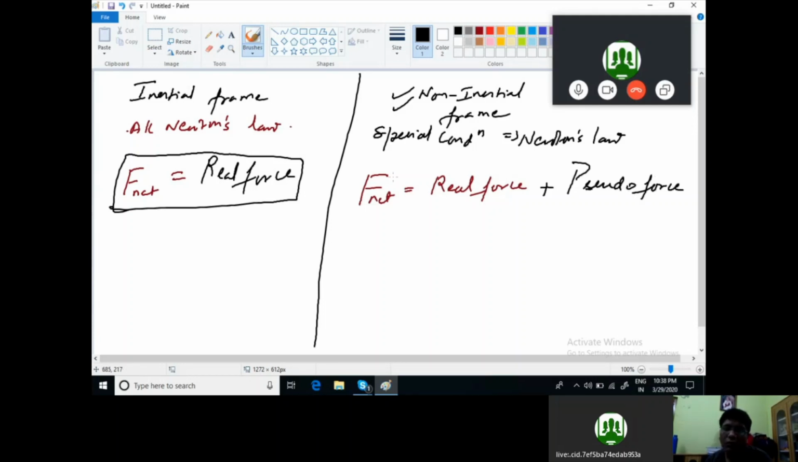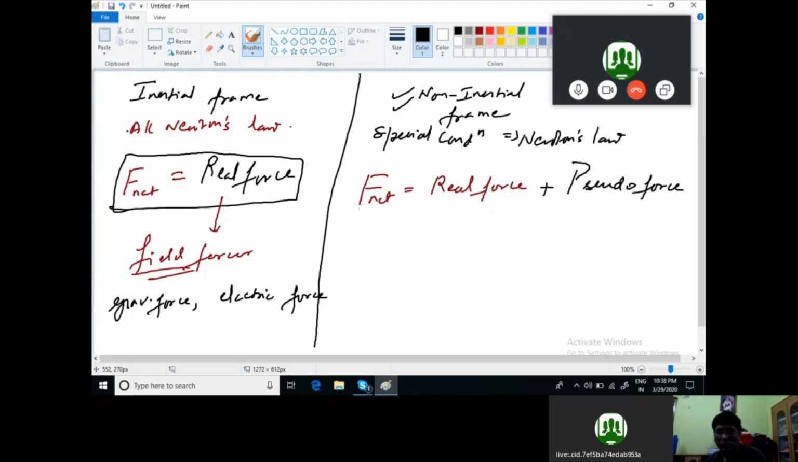Now, the real forces are what? All kinds of field forces, right? जिसमें कोई field होती है. For example, gravitational force, electric force, magnetic force and so on. Those will be the field forces.